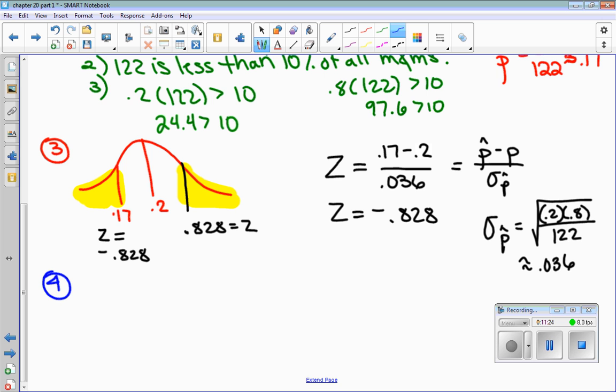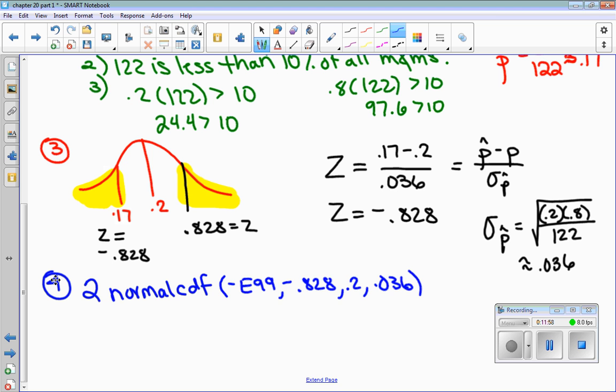The p-value. Okay, and for the p-value, I'm going to be looking here. Because I know that the normal curve is symmetric, can't I just find one of the tails and multiply it by 2? I think that's what I'll do. So I'm going to say 2 times the normal CDF, and I'm just going to find the left-hand tail. It doesn't matter which tail you pick, they're both the same. But I'm going to go from negative E99 to negative 0.828, a mean of 0.2, a standard deviation of 0.036. Why did I multiply it by 2 again? Because it's two-tailed. I just found one tail and multiplied it by 2.